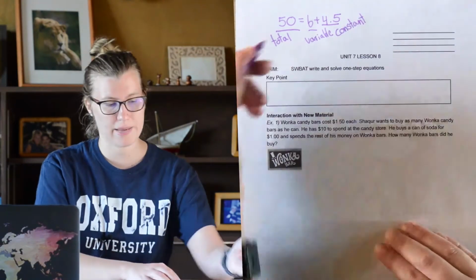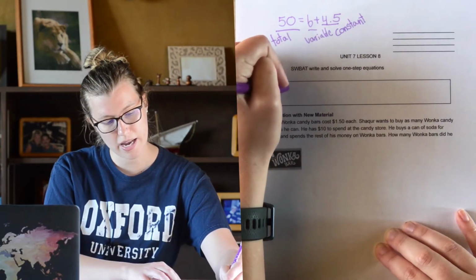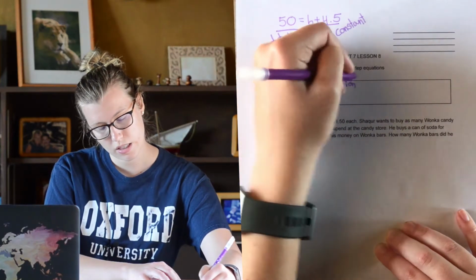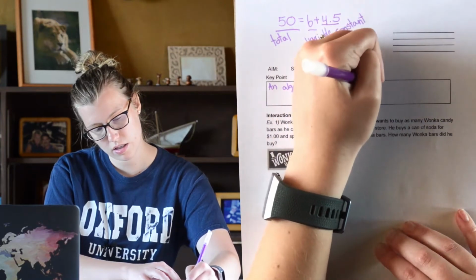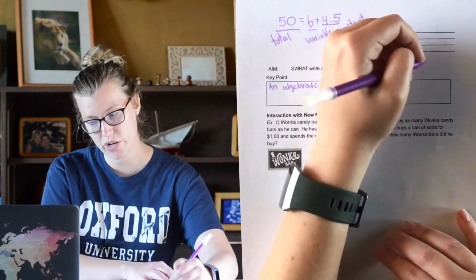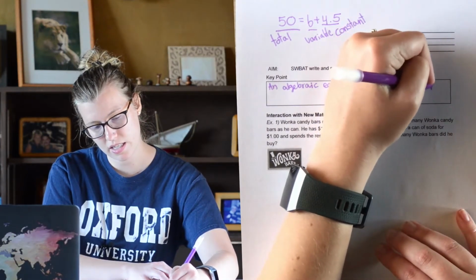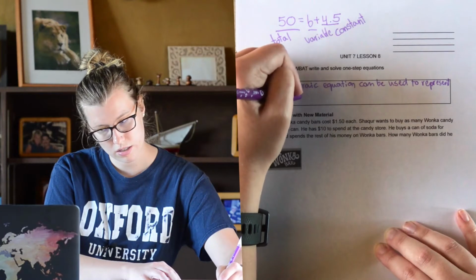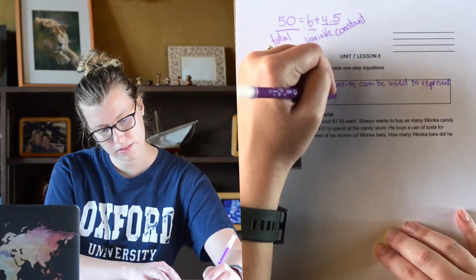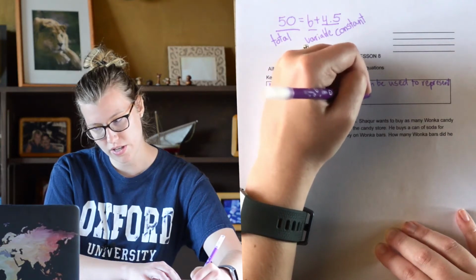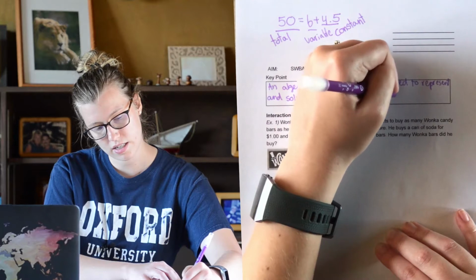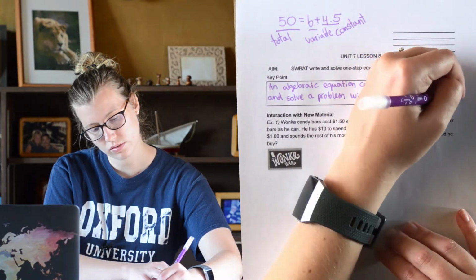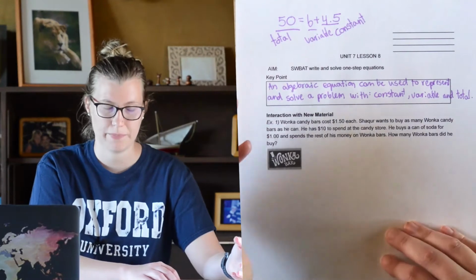So our key point for today is an algebraic equation can be used, you're either typing or you're writing, to represent and solve a problem with, and here are three things: constant, variable, and total. Okay, so those are the three things we'll be looking for.